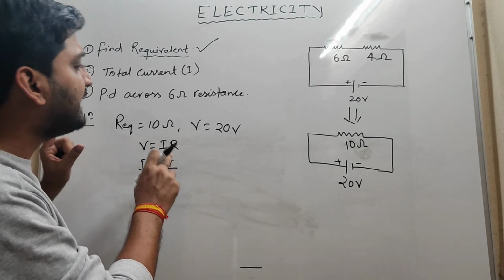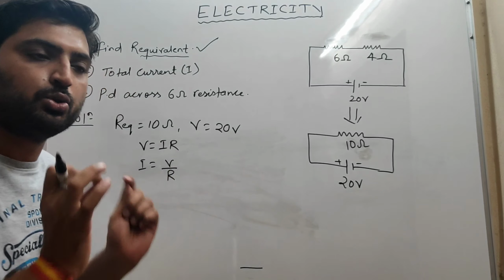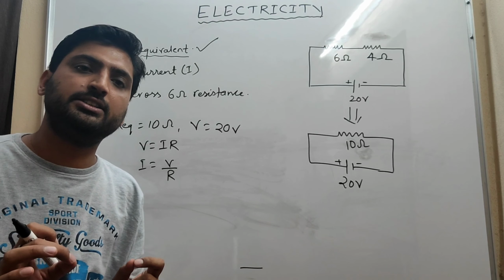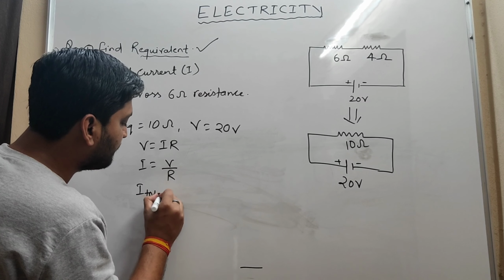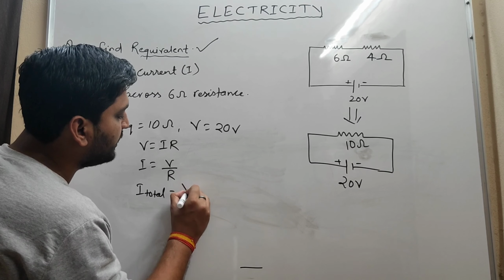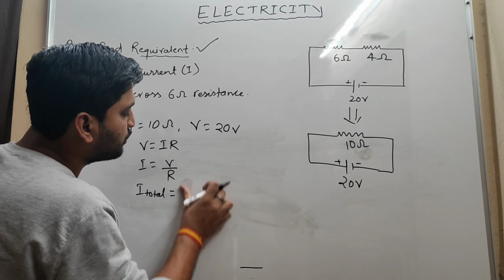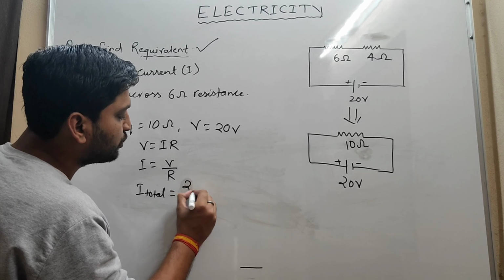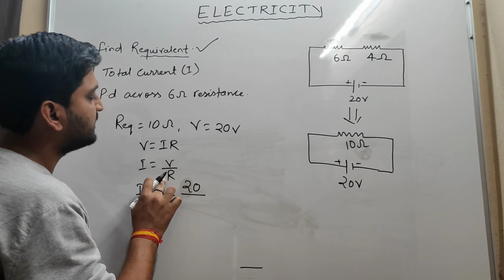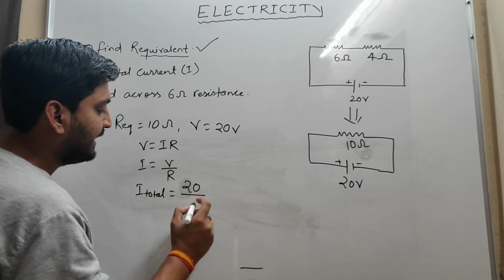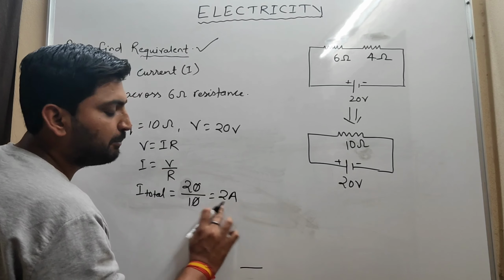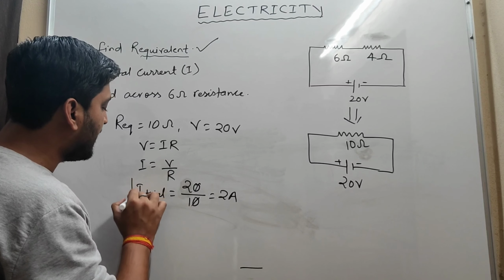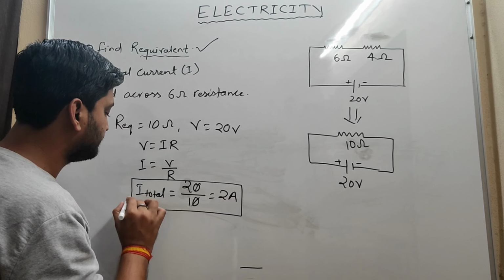Total resistance means equivalent resistance. So from here I total is equal to V. What is V here? In this question already given, 20 volt. So 20 divided by equivalent resistance, we got 10. So we got 2 ampere, because ampere is the SI unit of current. So I total is 2 ampere.